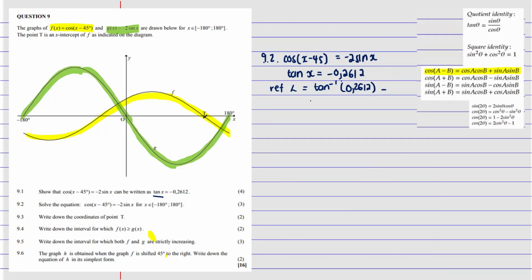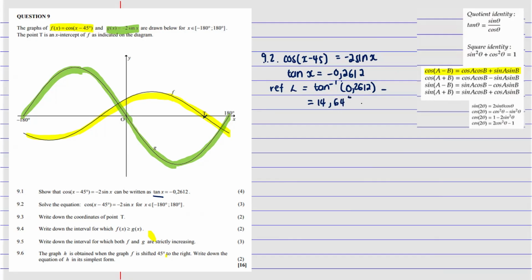So this is going to be 0.2612. When you find the reference angle, it's going to be arctan of 0.2612, right? Which is going to give you 14.664. So your reference angle is 14.664. Is everyone okay with the reference angle?